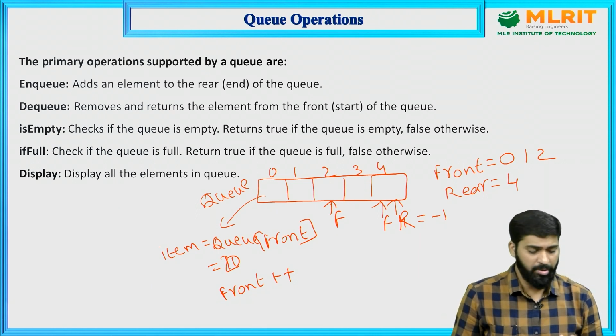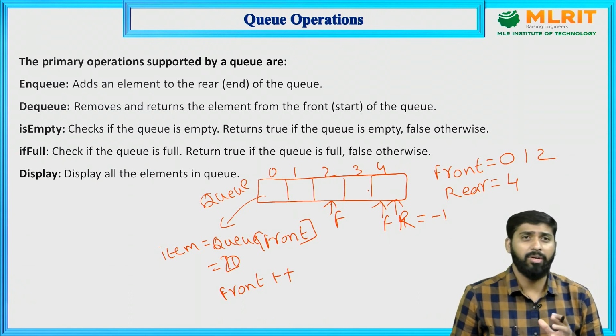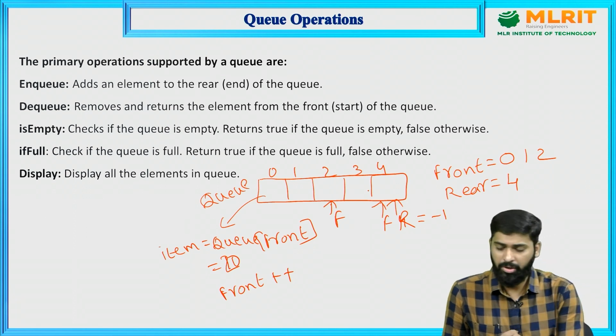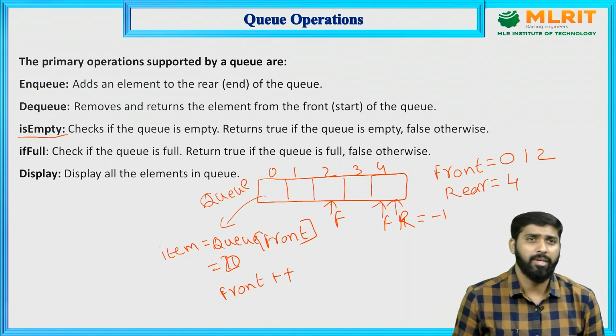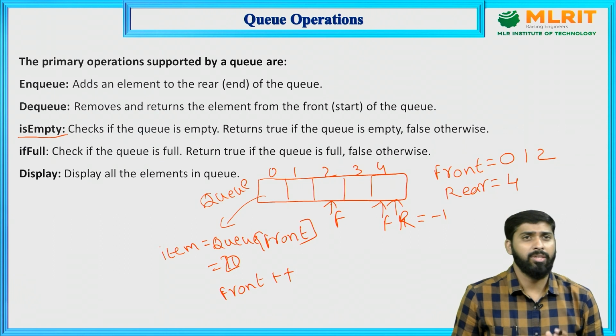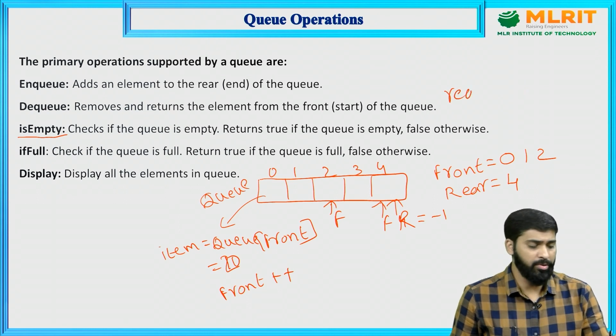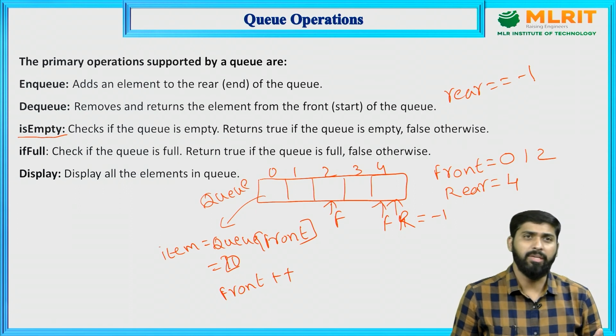Now you observe that here the Q is empty, but I want to delete one more element from the Q. In that case, we are going to call the is empty function. So what does it return? The is empty function returns true. Here the Q is empty. So how do we know that? If rear value equals -1, that means the Q is empty.